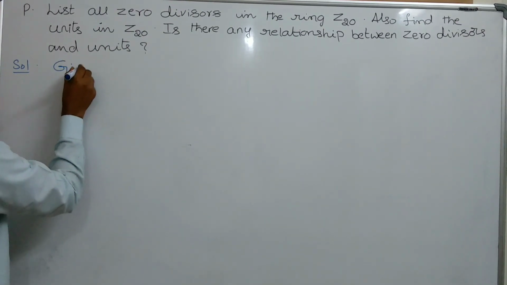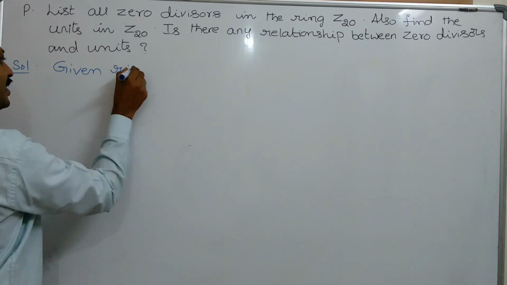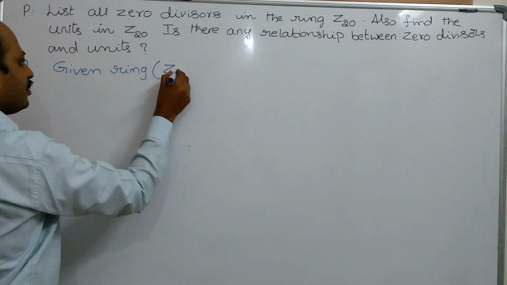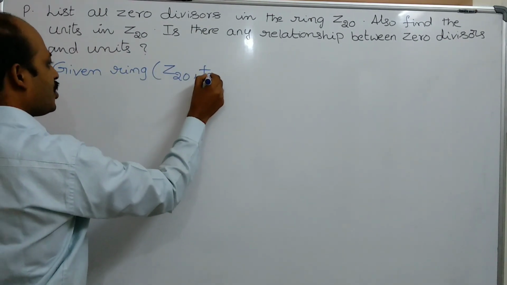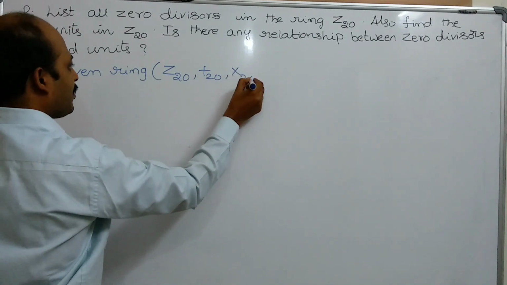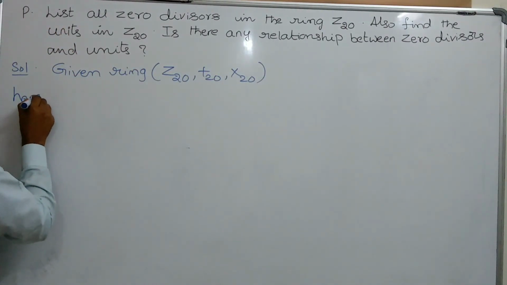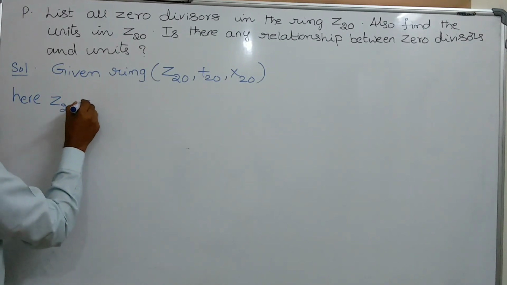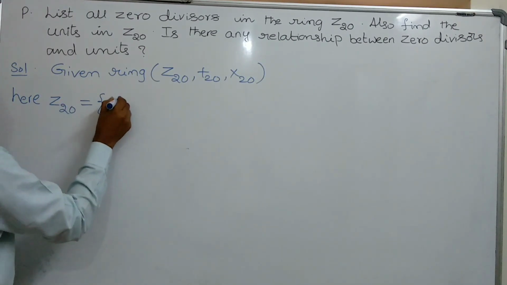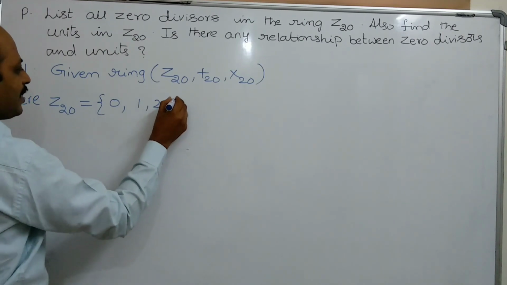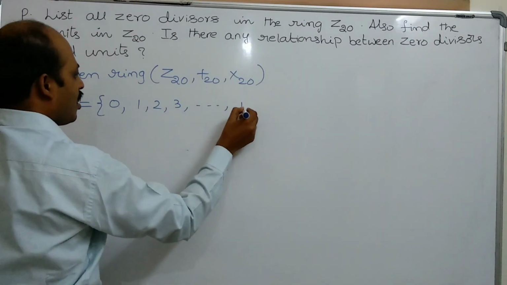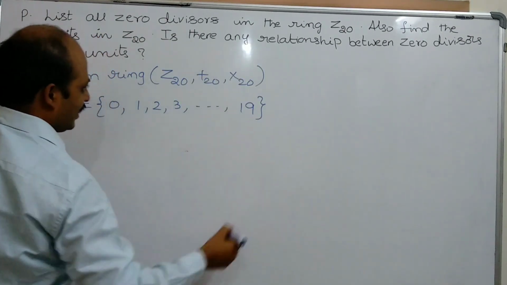Given ring is Z20 with respect to addition modulo 20 and multiplication modulo 20. Here Z20 is equal to the set consisting of elements 0, 1, 2, 3 and so on up to 19.